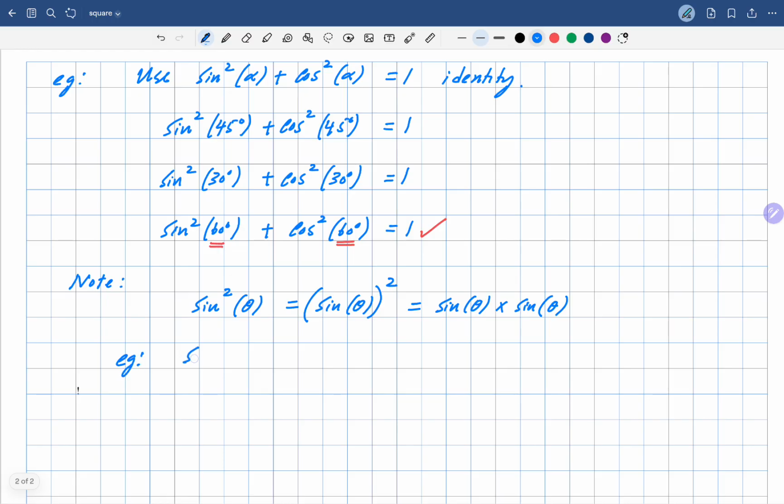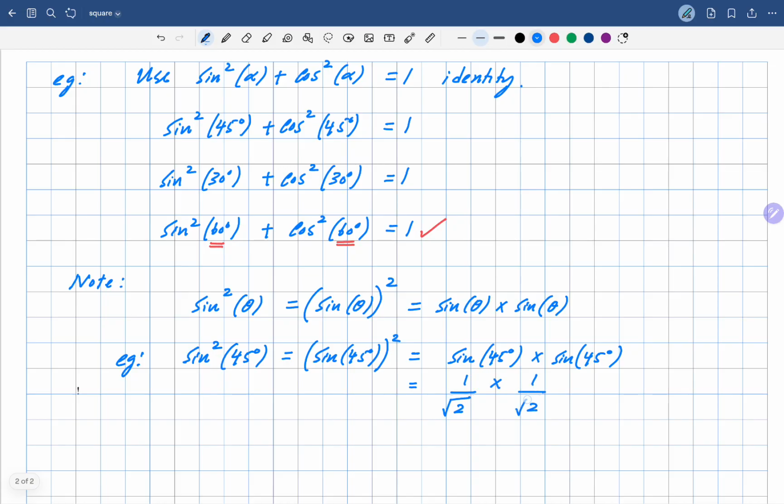For example, if you have sine squared 45 degrees, then this is going to be sine 45 degrees, the whole thing raised to the power 2. This is equal to sine 45 multiplied with sine 45. We know that sine 45 is equal to 1 divided by square root 2, multiplied with 1 divided by square root 2. Finally, you get the answer 1 divided by 2.